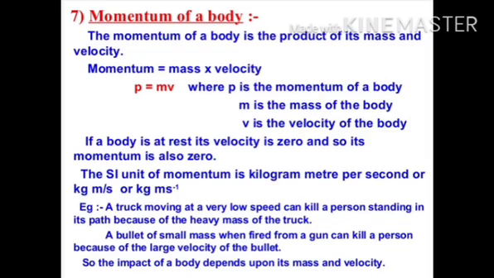In the first example, a truck moving at a very low speed can kill a person standing in its path because of the heavy mass of the truck. A bullet of small mass, when fired from a gun, can kill a person because of the large velocity of the bullet. So the impact of a body depends upon its mass as well as velocity.